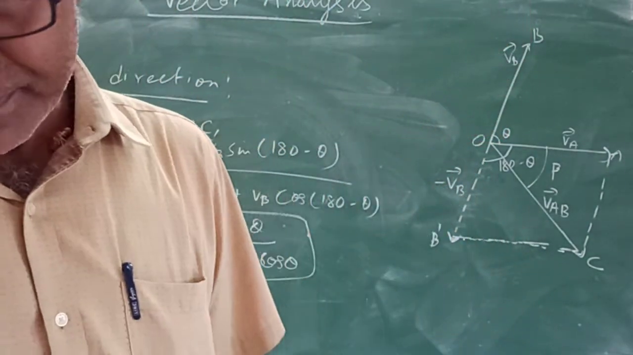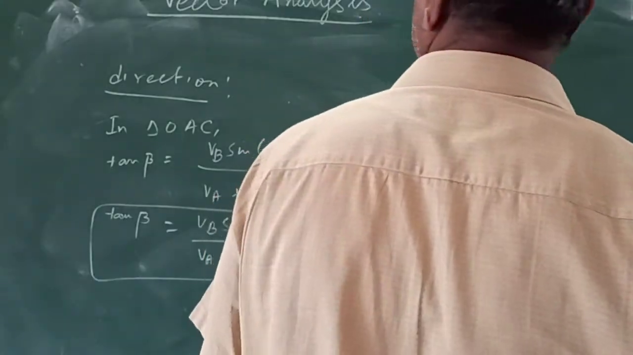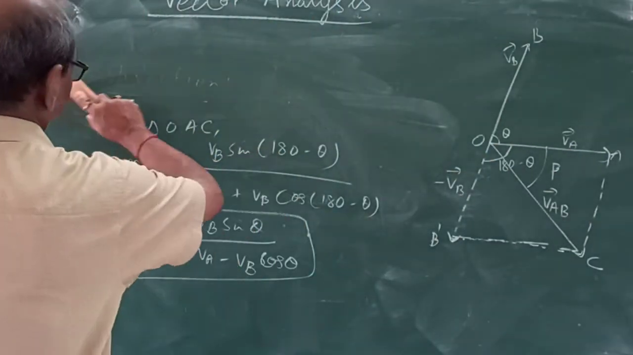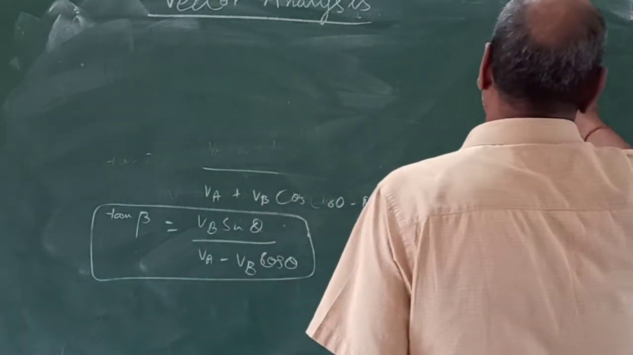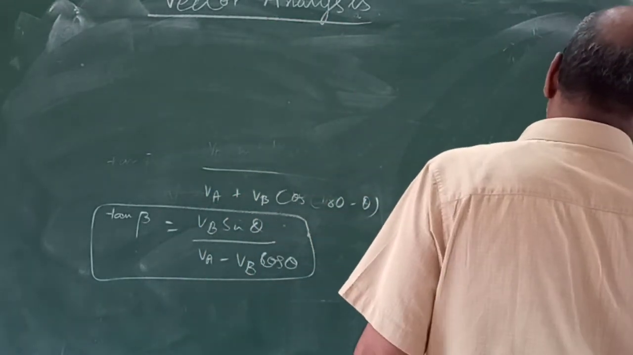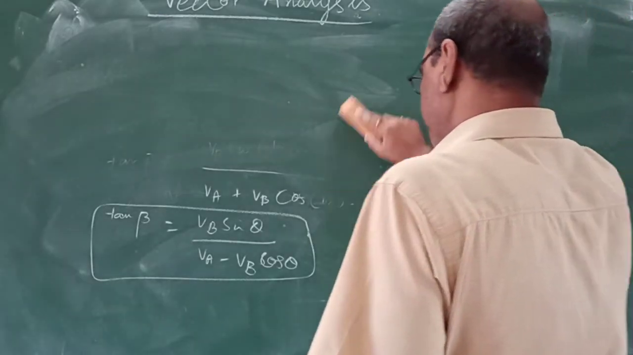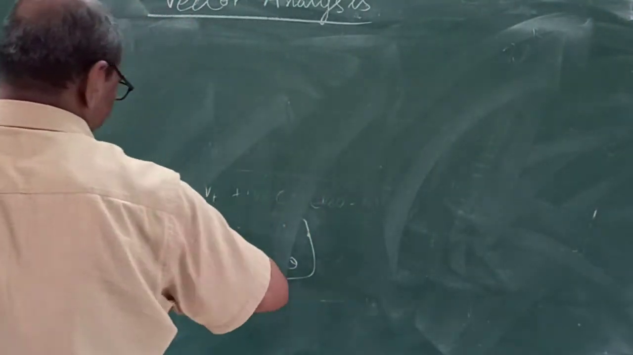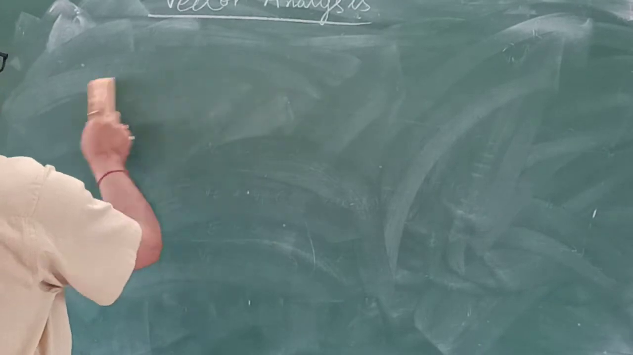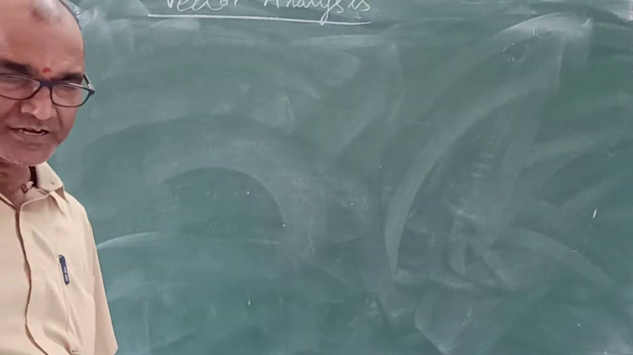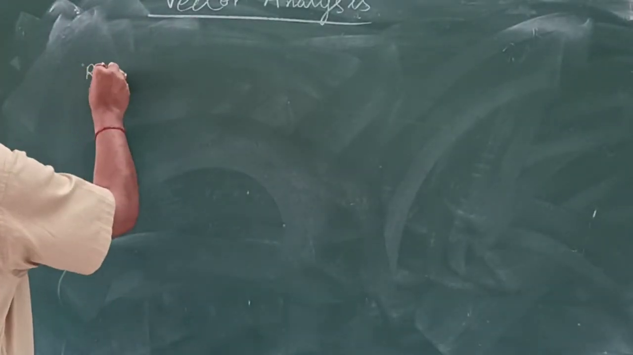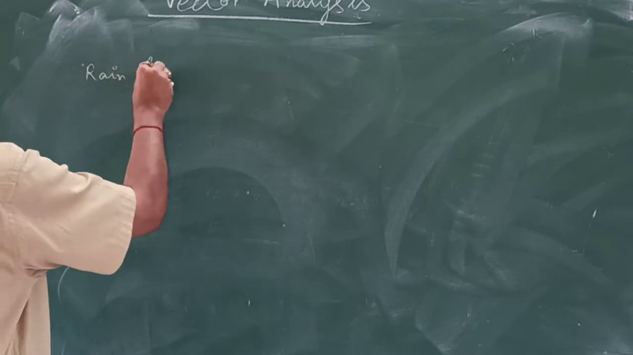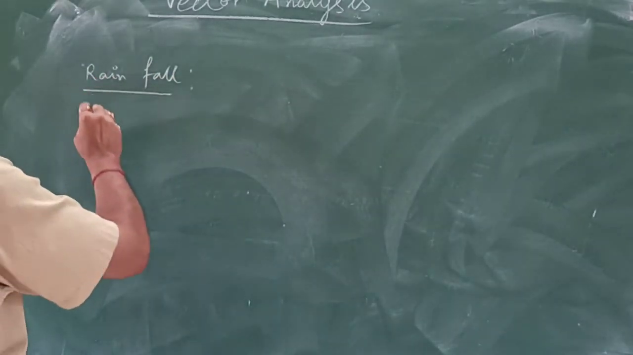Now, the second one is the rain and man problem. How can we solve the rain and man problem? Rain is falling vertically downward, and we are using an umbrella. How can we find the relative velocity of rain with respect to man? And in which direction we have to hold the umbrella? Is it? So, the point is the rainfall problem.